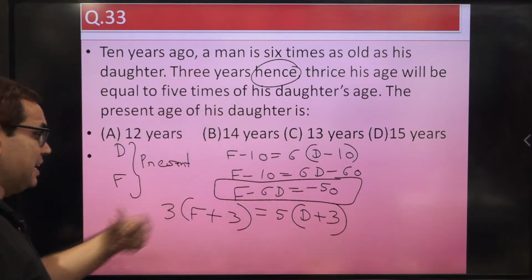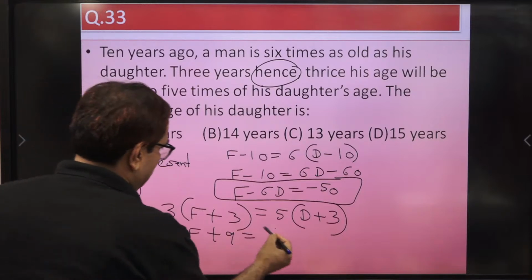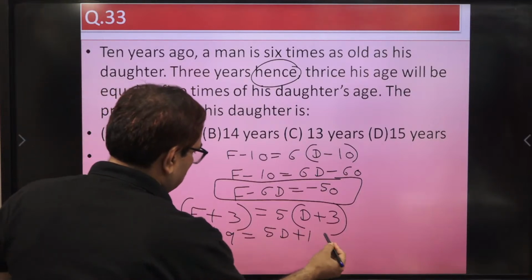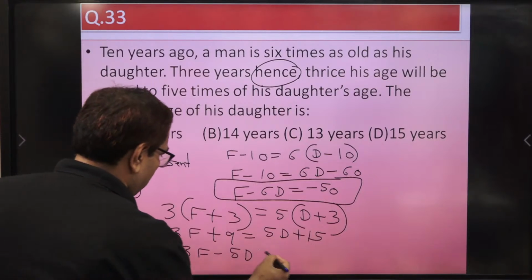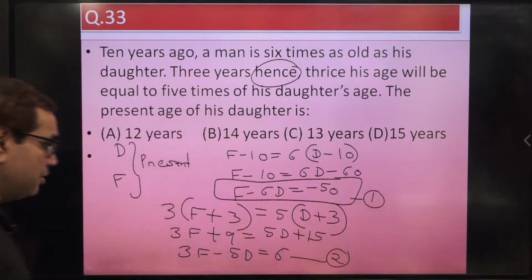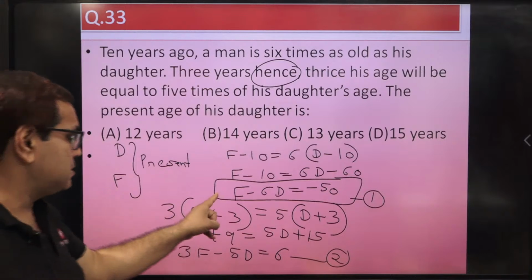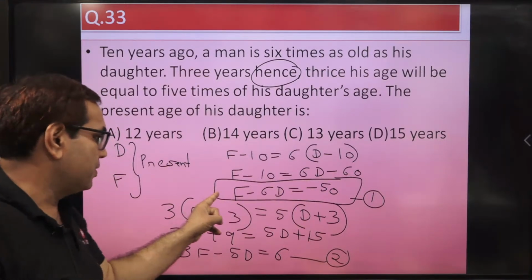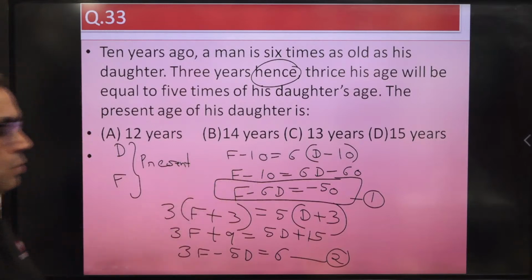So we got another equation, 3F plus 9 equal to 5D plus 15. So we can say 3F minus 5D equal to 6. Equation number 2, equation number 1. So now you have to eliminate F. So we can multiply this equation with 3. So we will get 3F. Then we can use the subtraction. So we will get D equal to.